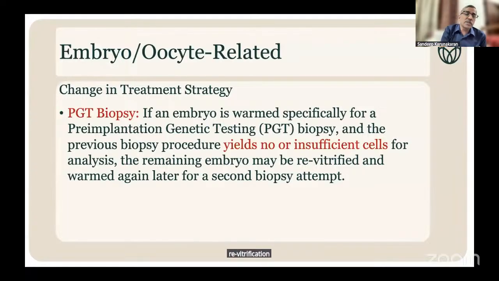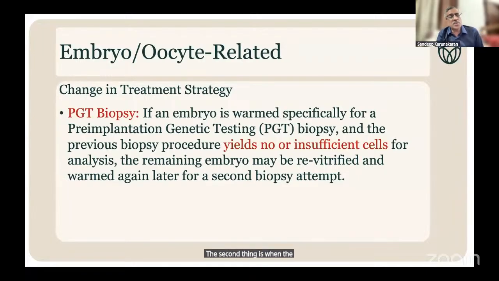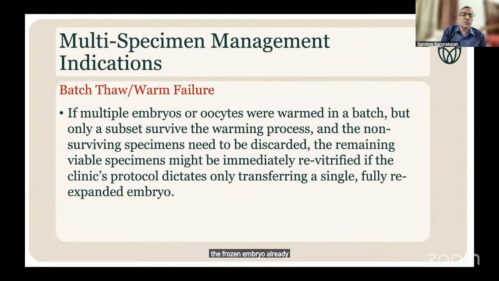That is, a frozen embryo has to be warmed and biopsied and then revitrified. The second thing is when the previous biopsy has yielded no cells or insufficient cells, or a genetic analysis is not forthcoming. Then possibly you have to rebiopsy the already frozen embryo. Another reason is a multi-specimen management indication. For example, to save space, or possibly done about 3-4 years back, because nowadays people come back for the second embryo transfer after about 4-5 years also.